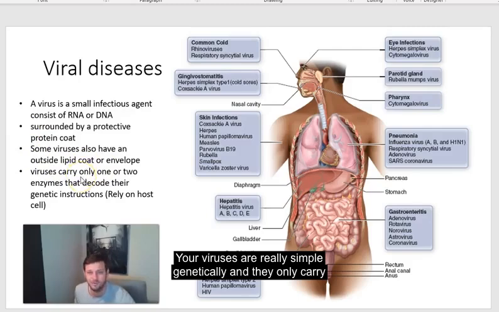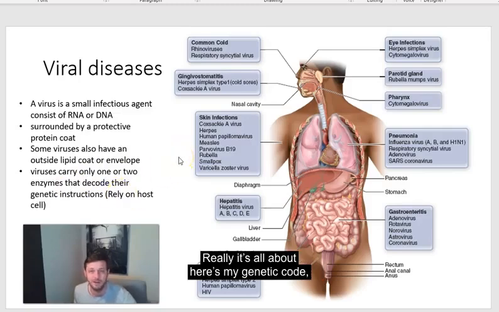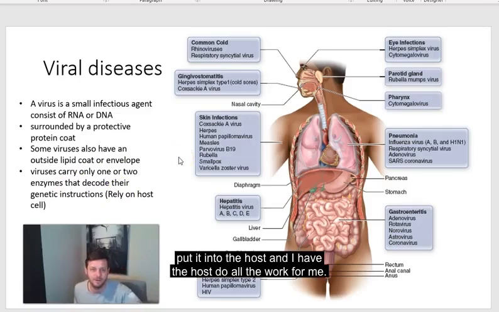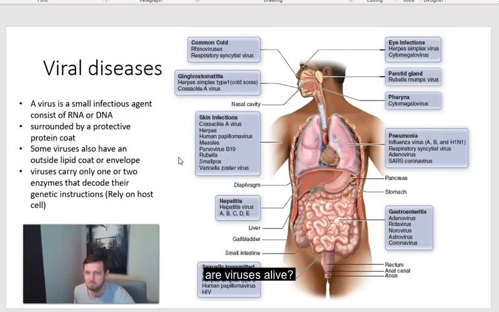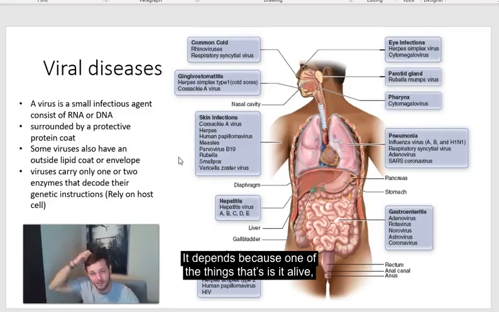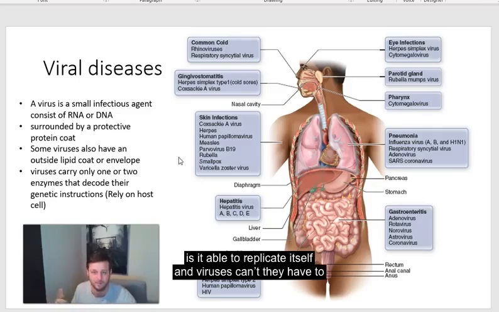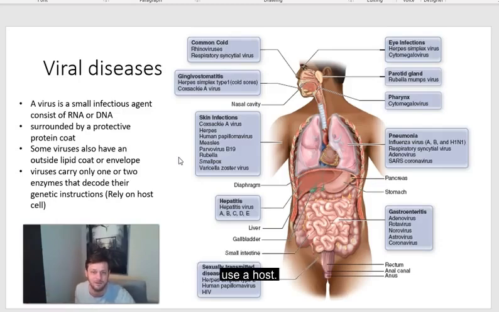Your viruses are really simple genetically. They only carry 1 or 2 enzymes that decode the genetic structure. Really, it's all about, here's my genetic code, put it into the host, and have the host do all the work for me. They're very, very simple organisms, quote-unquote organisms. Are viruses alive? It depends. Because one of the things is, is it able to replicate itself? And viruses can't. They have to use a host.